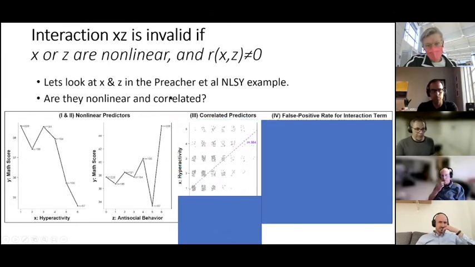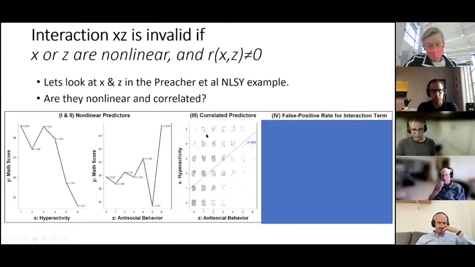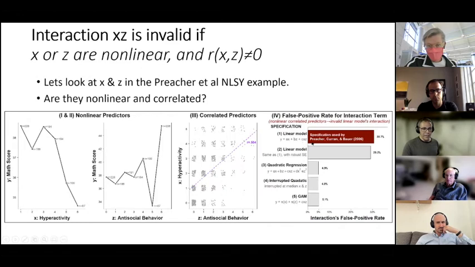And so are they correlated? Yes, they are correlated, right? So this is one predictor, this is the other predictor, and they're correlated 0.504. So what we would expect is they have a version of omitted variable bias, so that their interaction is going to have a high false positive rate. So I compute the false positive rate for their interaction, and it is 30% or 31%. So if you do a linear model on the data that Preacher et al. used, you get a 31% false positive rate.